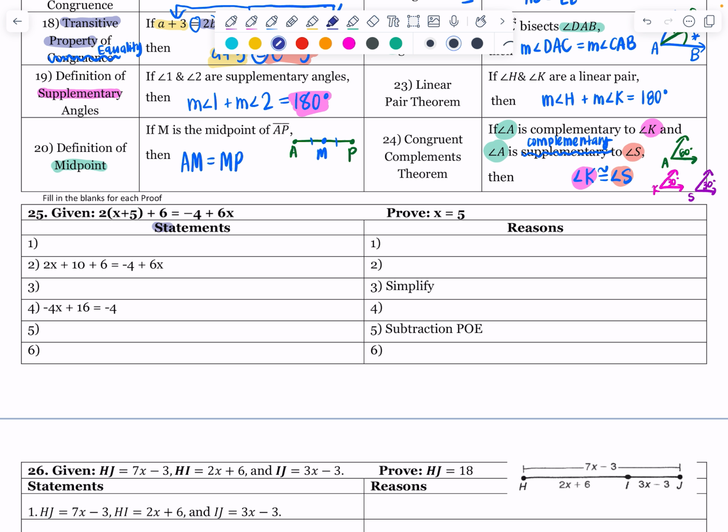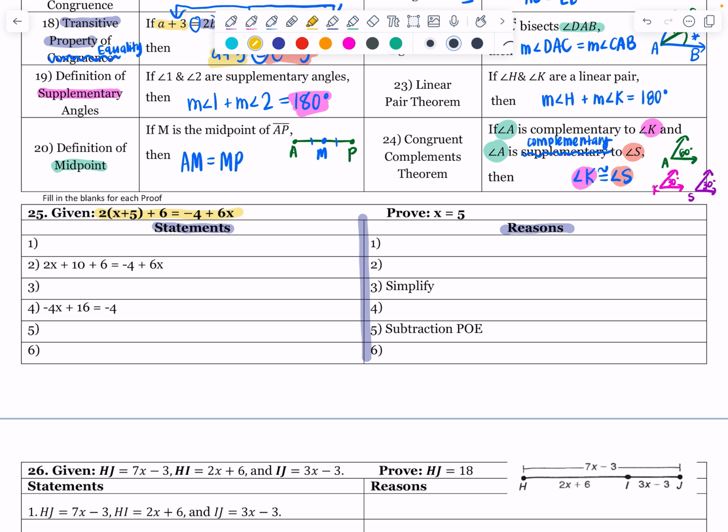This is a 2-column proof. Here are my statements. Here are my reasons. They have some of the statements filled in, some of the reasons filled in. And so here's the good news. In order to solve a problem, you have to be given a problem. So how do I know what to start with? You start with the given.